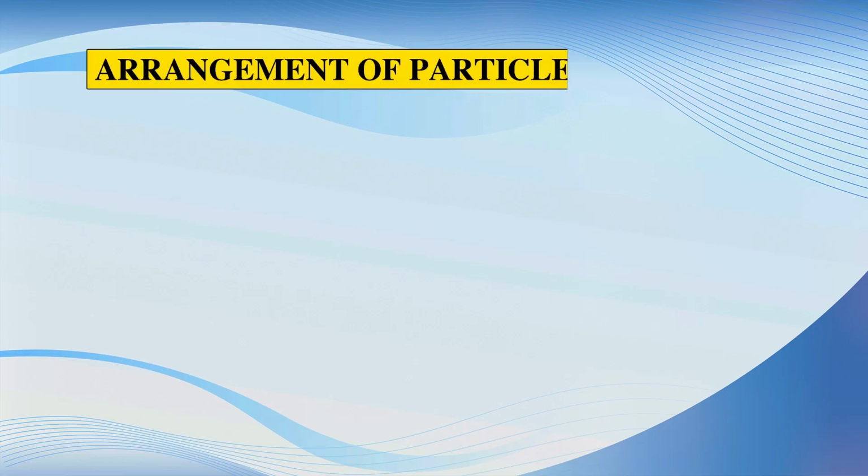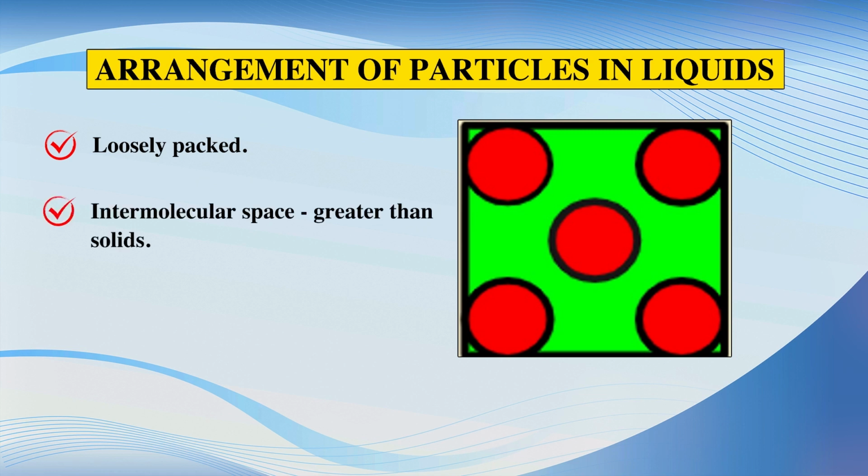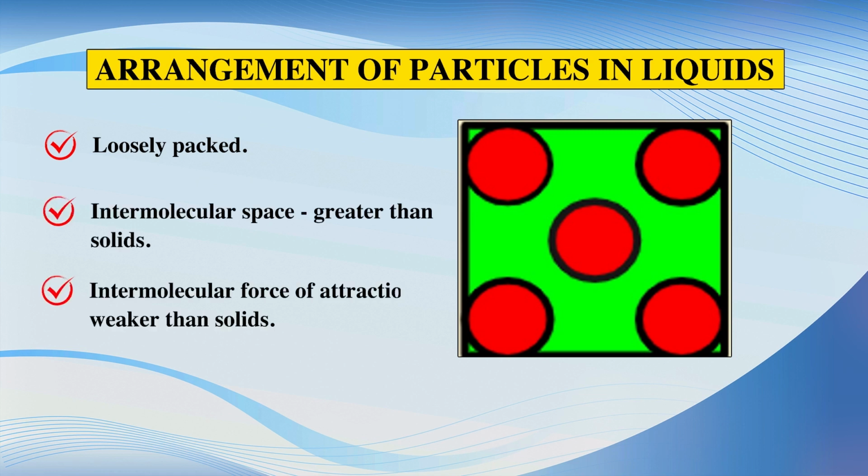But the question arises, why do liquids show these physical properties? To understand it, let us have a look at the arrangement of particles in liquids. You can see the particles of liquids are loosely packed. Space between the particles is more than in solids, due to which they have a weaker force of attraction between them than solids. Due to their particle arrangement, liquids do not have a fixed shape as the particles slide over each other, but have a fixed volume, and they are not rigid and can flow easily.